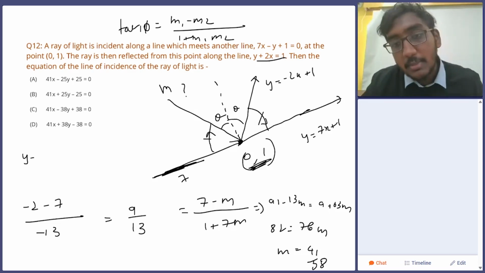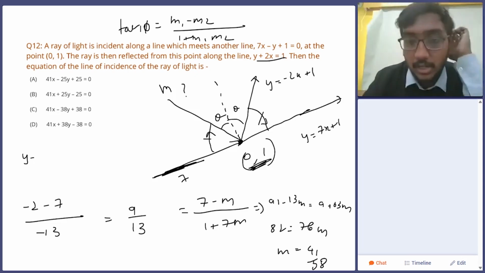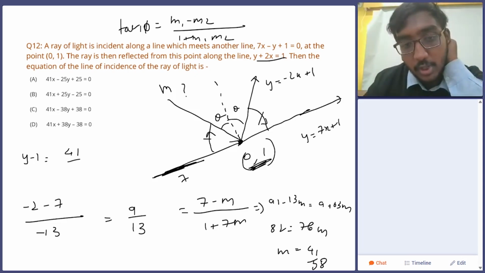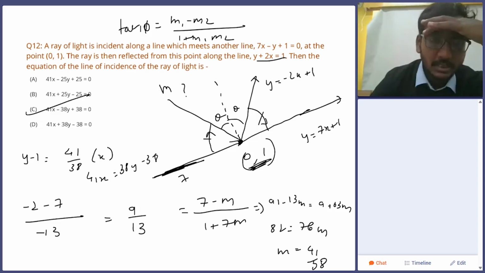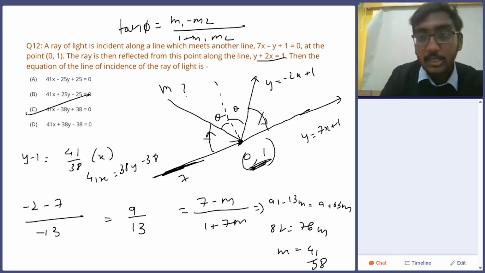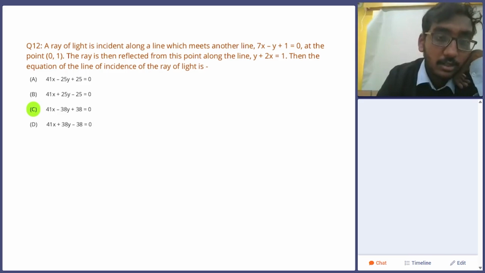These two are x1 and y1 values, right? y minus 1 will be what? 41 upon 38 into x minus 0, right? If you cross multiply, what will you get? 41x equal to 38y minus 38, right? So 41x minus 38y plus 38 is 0. That is the equation of the incident ray.